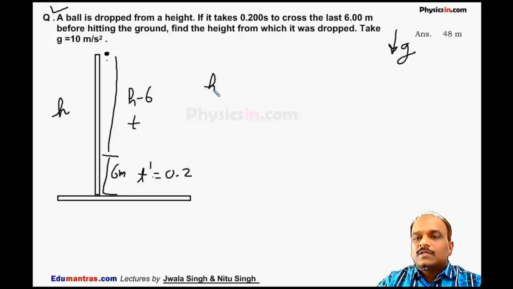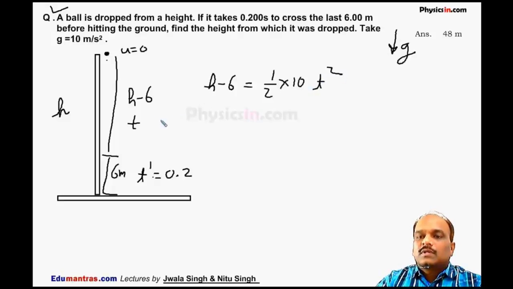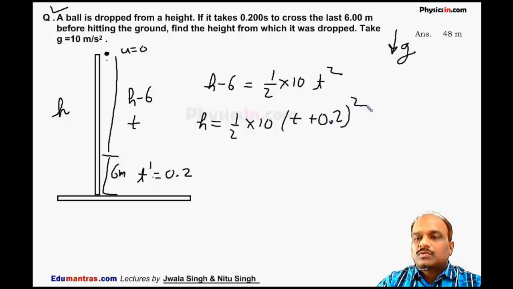So I can say h minus 6 is equal to u t plus half g t square. Here u is 0, so h minus 6 is half g, that means 10, into t square. Now for the complete distance, h is equal to half g, that means 5, and the total time of journey becomes t plus 0.2, squared. These are the two equations in front of you.